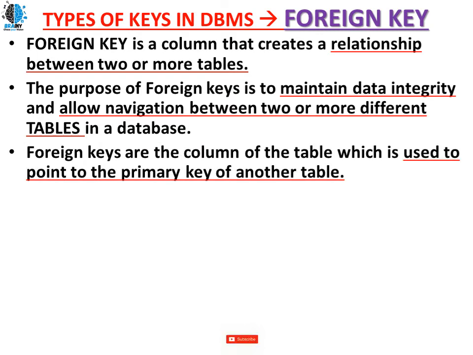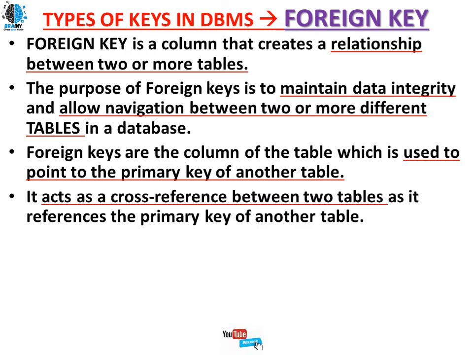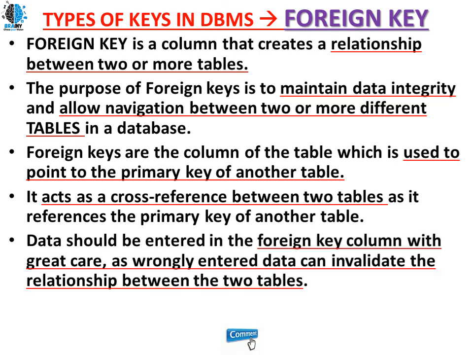Foreign keys are the columns of a table which are used to point to the primary key of another table. In the example, I have seen product ID. This product ID is a foreign key, and it is also a primary key, since product ID is the primary key in the product table. So foreign keys are columns of a table used to point to the primary key of another table. Product ID here points to the product ID of the product table. It acts as cross-referencing between two tables as it references the primary key of another table. It is also called cross-referencing.